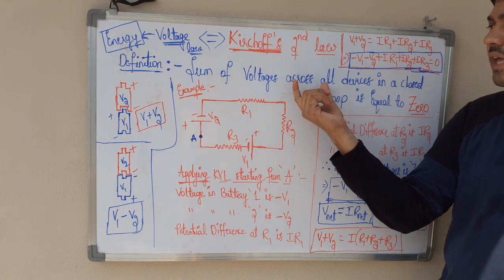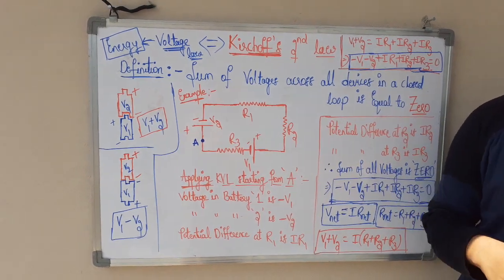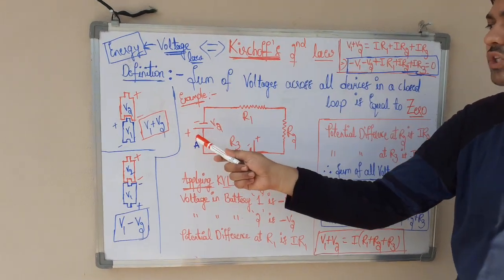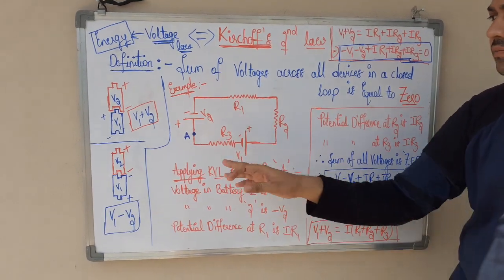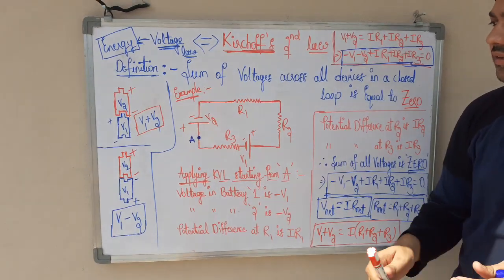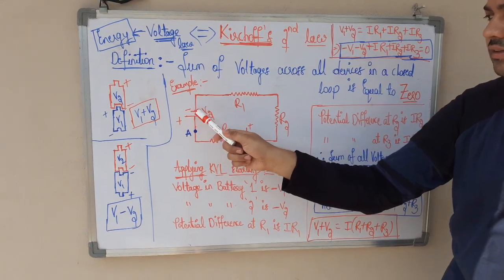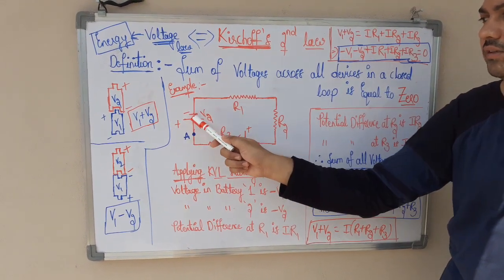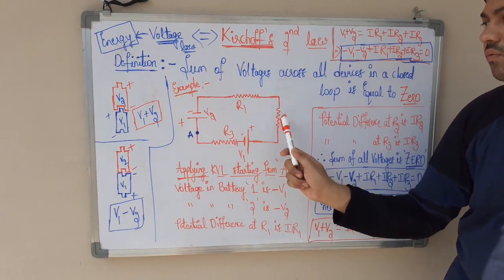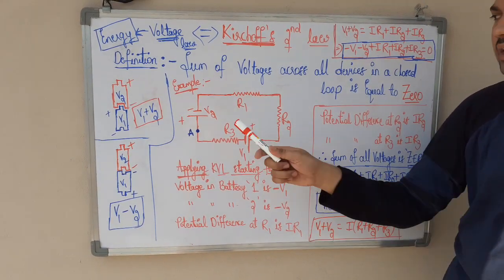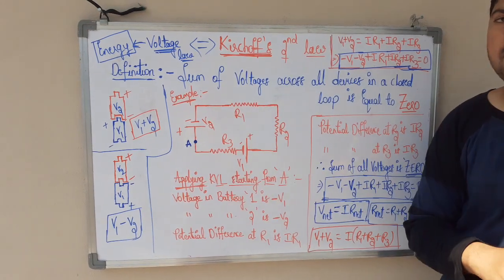Now we need to explain this with an example. So here I have taken one textual example. Now, this is a circuit. In this circuit we have two batteries. This is battery 1, V1, and this is battery 2, V2, and we have three resistors, R1, R2, R3.